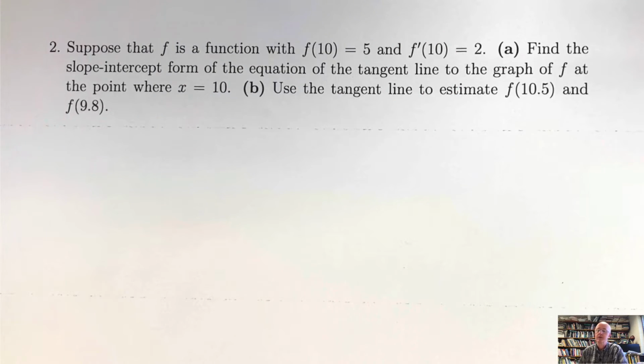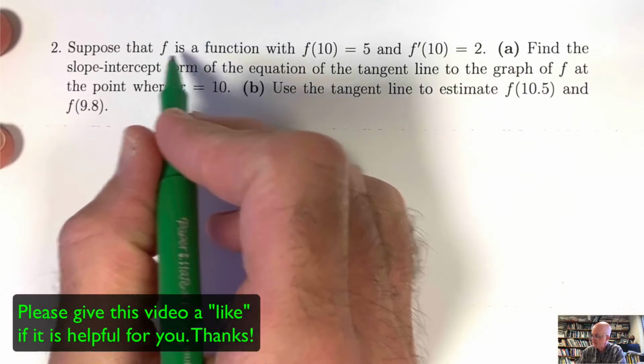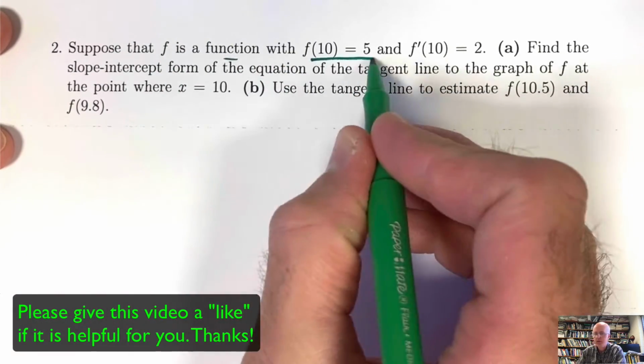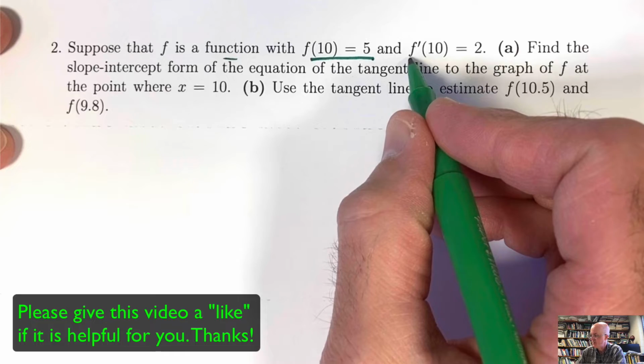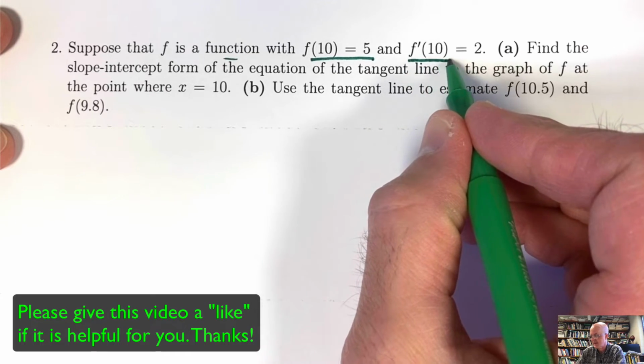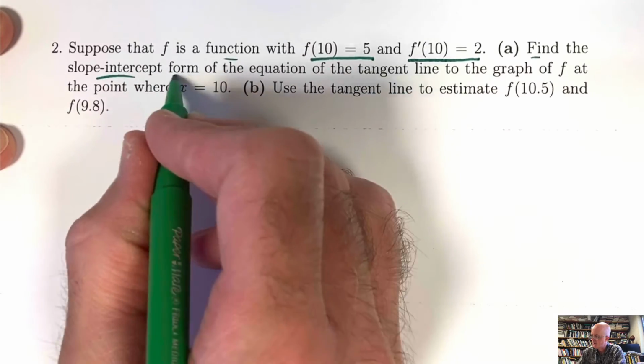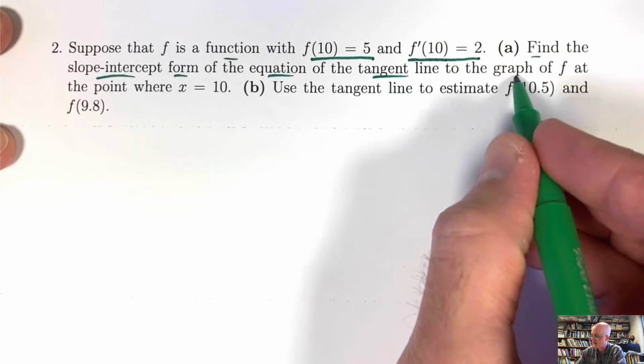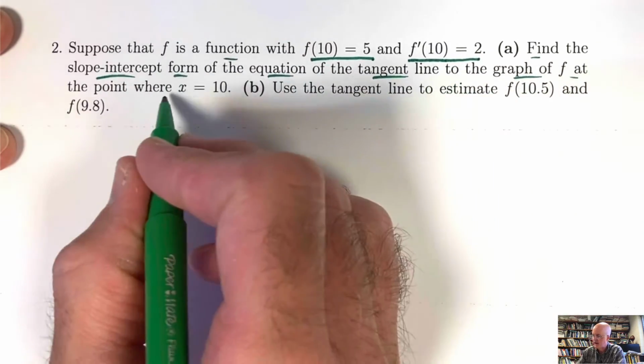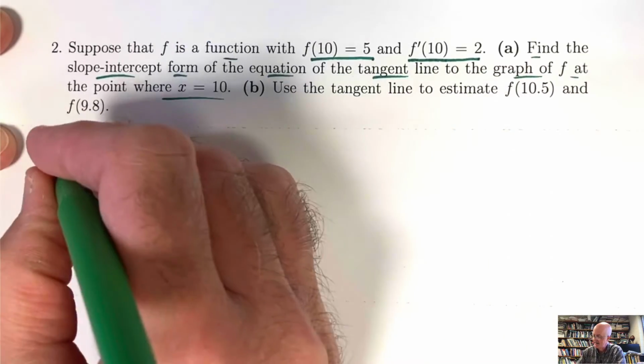Number 2 is about the geometric interpretation of derivatives in terms of slopes of tangent lines and then using tangent lines to approximate functions. Suppose f is a function with f of 10 equal to 5 and f prime of 10, the derivative of f at 10, equal to 2. Part A, find the slope-intercept form of the equation of the tangent line to the graph of f at the point where x equals 10.